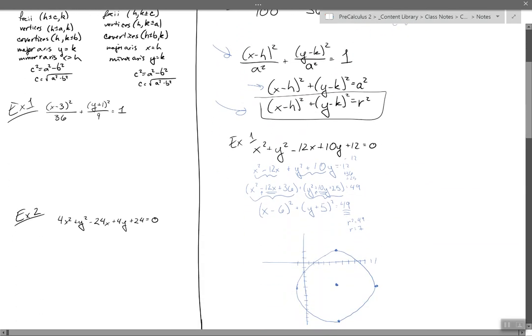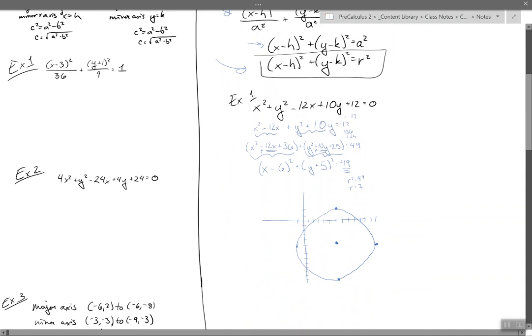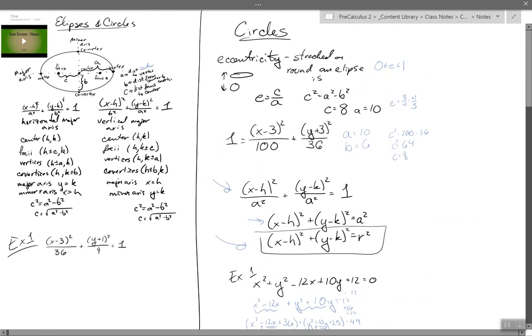So that'll do it for today. There is one more conic section that we will cover in the next video, which will be hyperbolas.